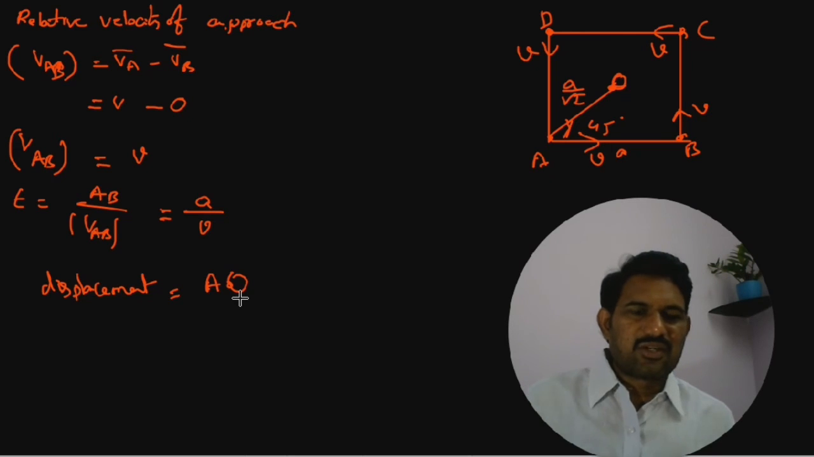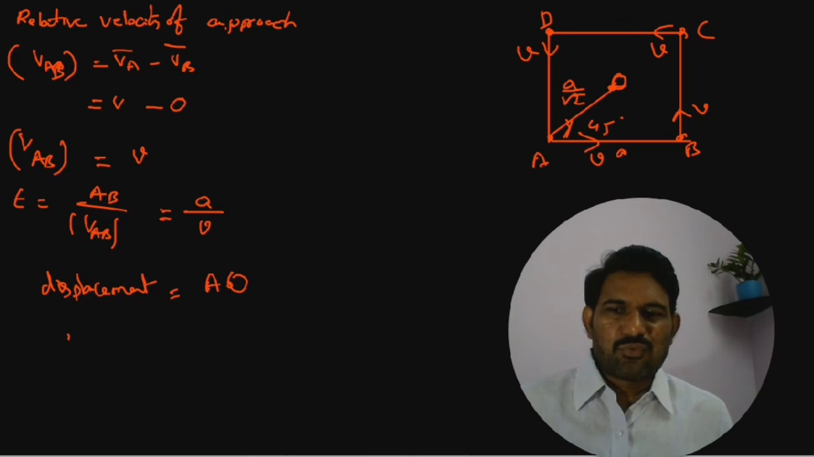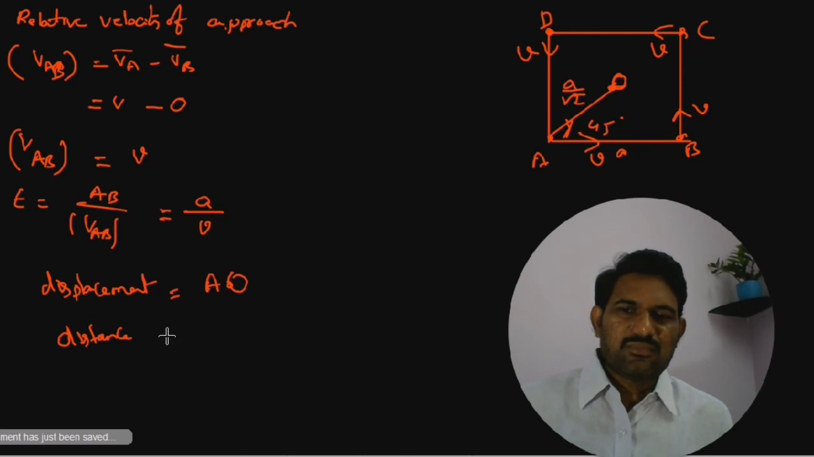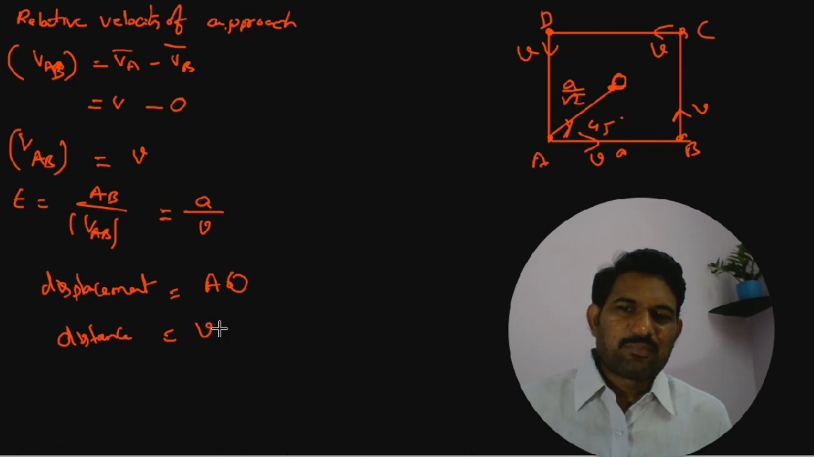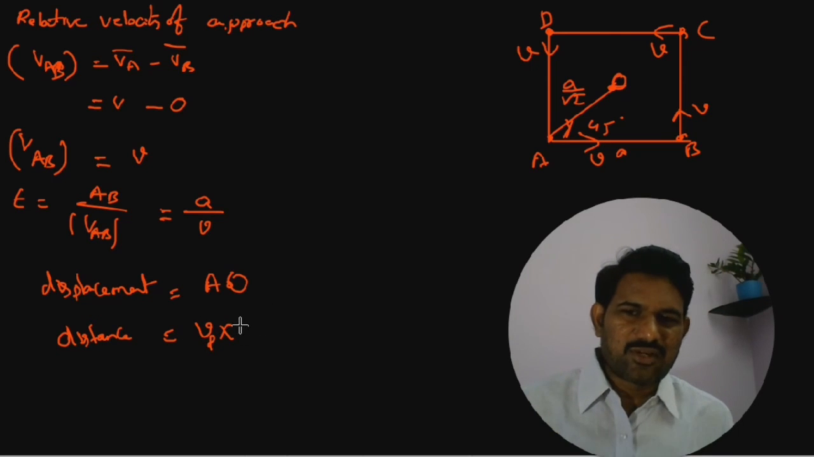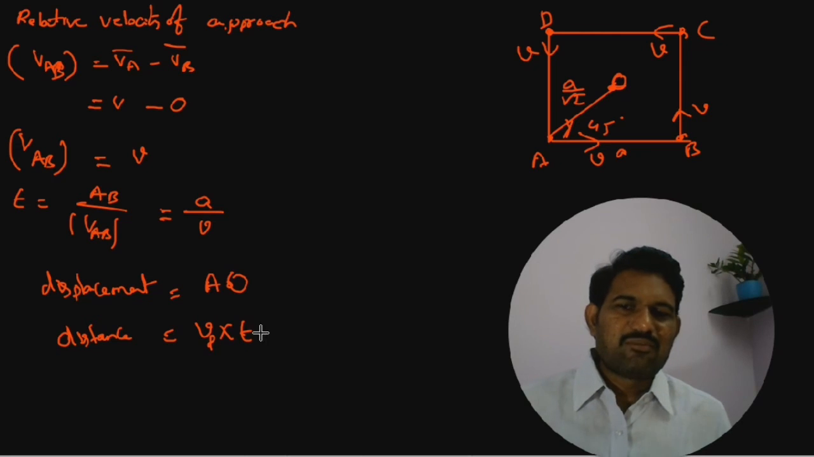It may be a triangle, square or any polygon, right? So that gives the displacement in any case. Whereas if you want to find the distance traveled, then distance traveled is nothing but the velocity of the particle, not any relative velocity here. Velocity of any particle you may consider, into the time after which they are colliding with each other.